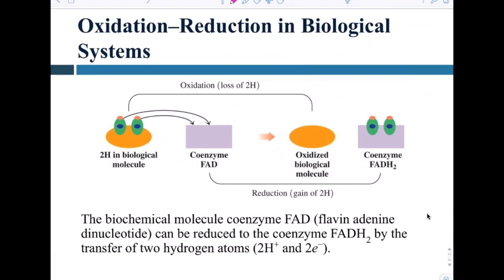There are tons of things in our body that do oxidation and reduction. The biochemical molecule coenzyme FAD, flavin adenine dinucleotide, can be reduced to the coenzyme FADH2 by the transfer of 2 hydrogen atoms. And so 2 hydrogen atoms get transferred with 2 electrons, and you have this loss of hydrogen and this gain of hydrogen. When we're talking about organic chemistry, we're not going to really follow the electrons so much because it's kind of hard to follow those, but we can follow hydrogen and oxygen bonds, and that will help you figure out what's being oxidized and what's being reduced.